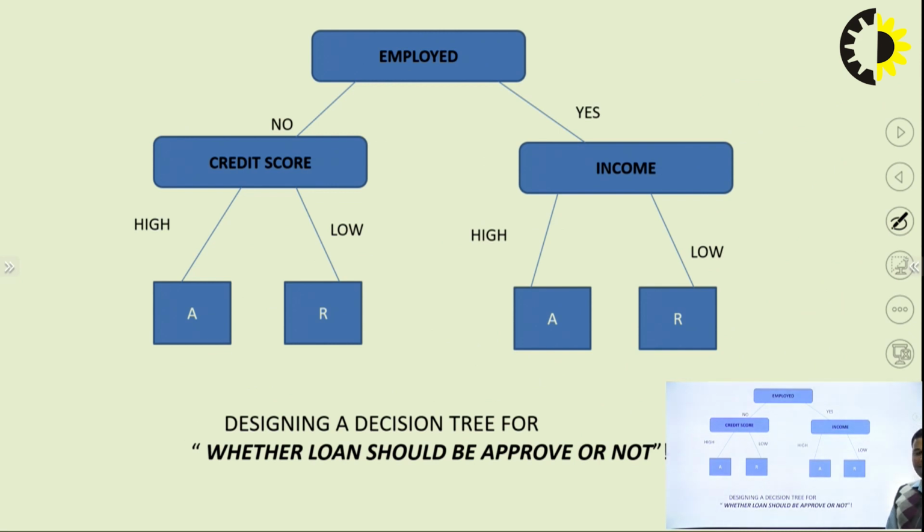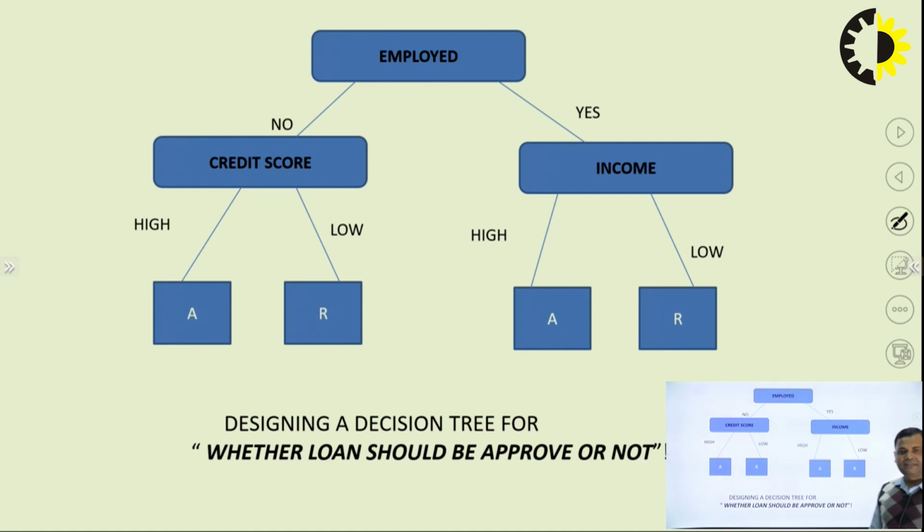So, for example, how is a decision tree created? For that purpose, I have taken a simple example that could be a real-life example. First of all, this particular problem is associated with designing a decision tree for whether a loan should be approved or not.